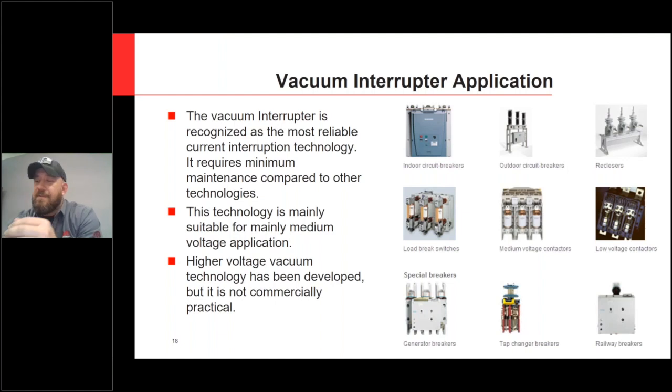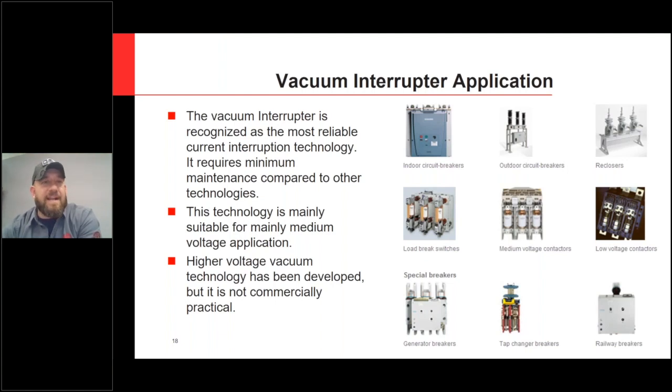Load break switches with vacuum bottles in line with the medium voltage contactors. These are the smaller bottles, generally about 3 or 4 inches, maybe 4 or 5 inches in length. Low voltage contactors is another one. Generator breakers, tap changers. We could have no load tap changers mounted on the outside with small bottles internally that help with that transition. And railway breakers is another one also.